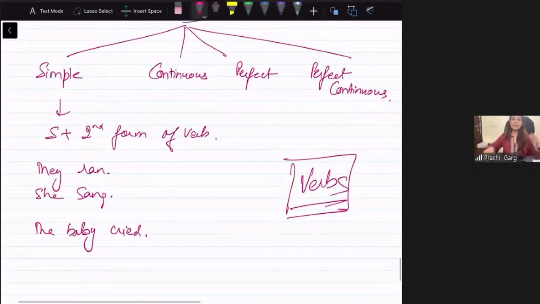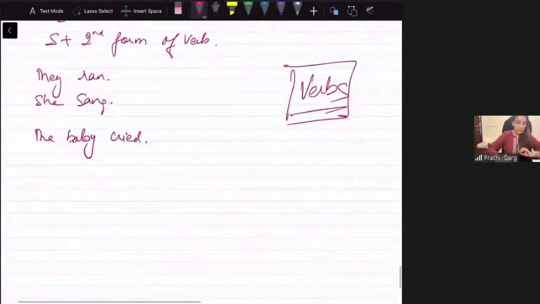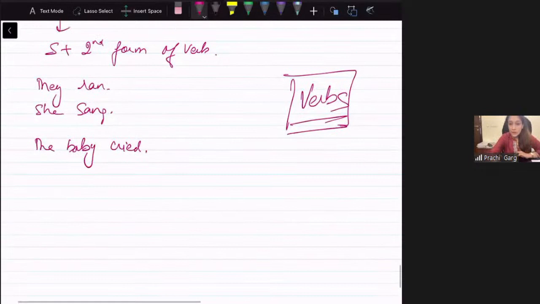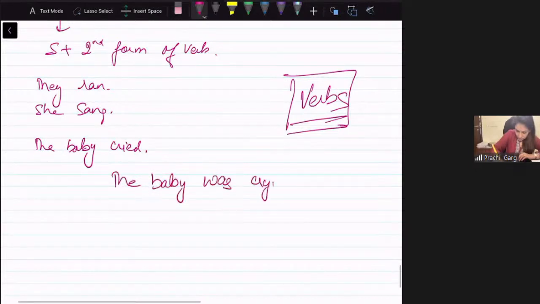Simple past is basically subject plus the second form of the verb. Like I just told you, in simple past, this is how we use it. Now, let's come to the continuous tense. Now, what happens in the continuous tense? If I have to change this sentence into continuous, how will I change it? The baby was crying. The baby was crying.